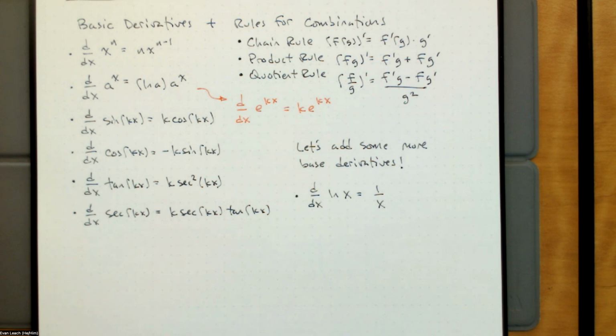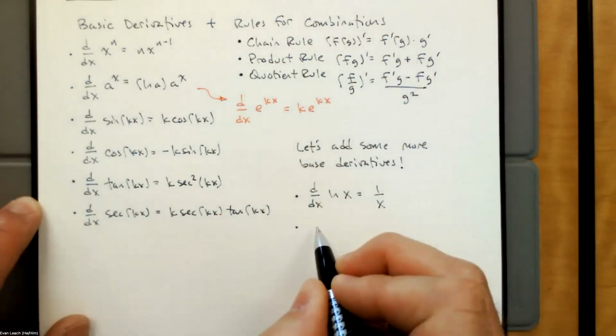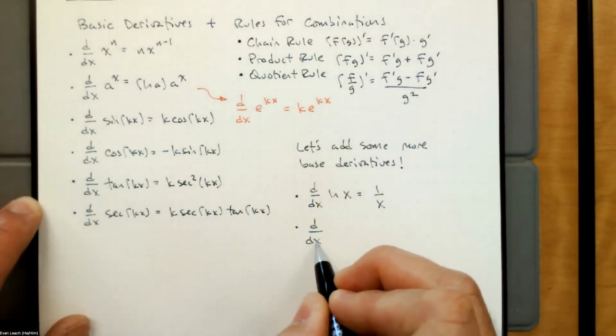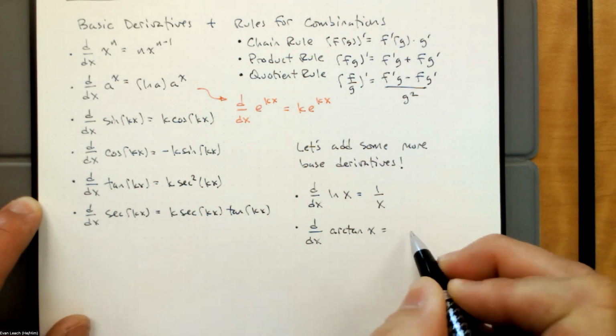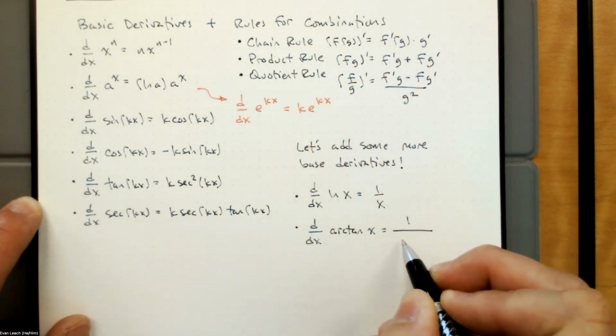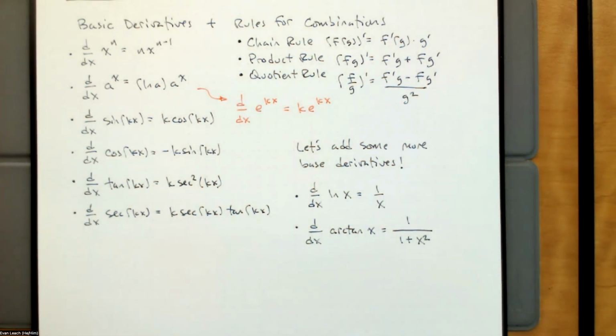So the derivative of natural log of x is 1 over x. This is the inverse of e to the x. Speaking of inverses, the derivative of arctangent. Arctangent is inverse tangent. The derivative of the inverse tangent is 1 over 1 plus x squared. This has that same weird characteristic that the derivative of natural log has. We take some weird inverse function and we end up with the derivative. It's a rational function.